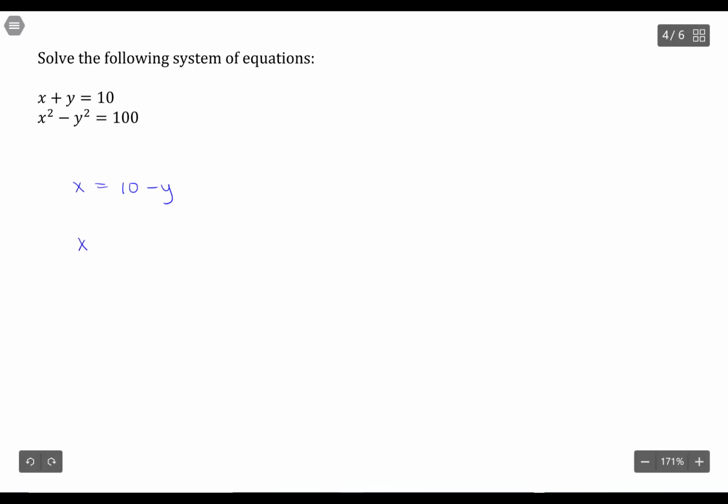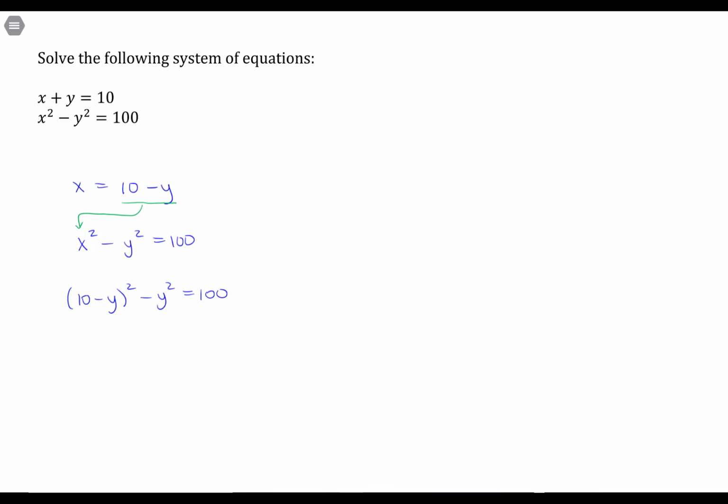Now, into the other equation, which is x squared minus y squared equals 100, I'm going to take what I have for the variable x and substitute it right into that variable. So this would be (10 minus y) squared minus y squared equals 100. Now, you could have solved the top equation for the other variable. That would be perfectly fine. You just would have an equation now that includes only x variables. It's no problem. You'd still get the same answer in the end.